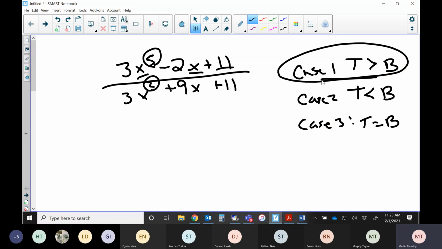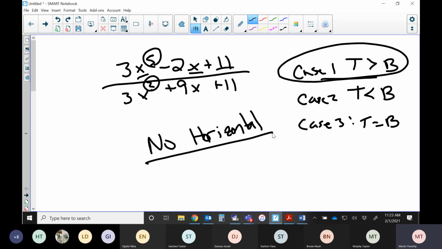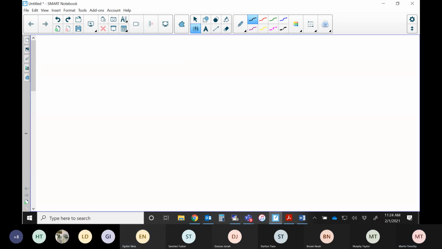What does it say in your notes when top is bigger than bottom? I think it said y equals 1. Or no asymptote. It's the no asymptote one. When the bottom is bigger, it's y equals 0. When they're equal, it's the one where you divide. That's just kind of memorizing. Does that make sense and help, Nina? Yeah, it does. Thank you.